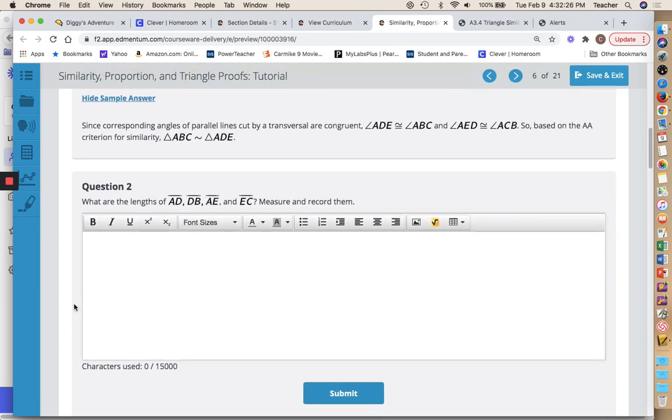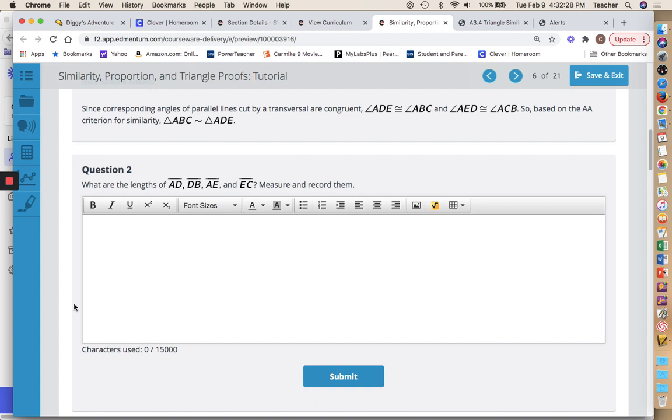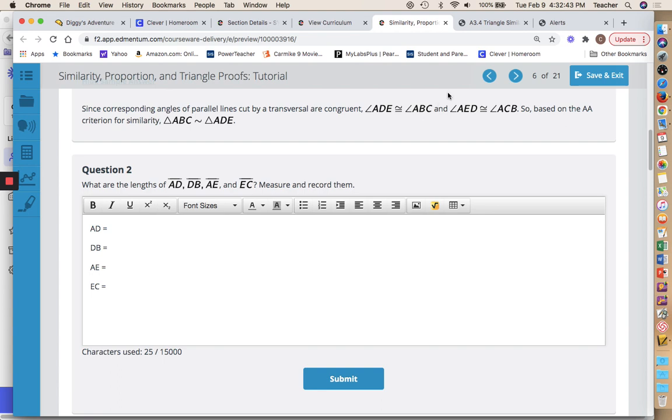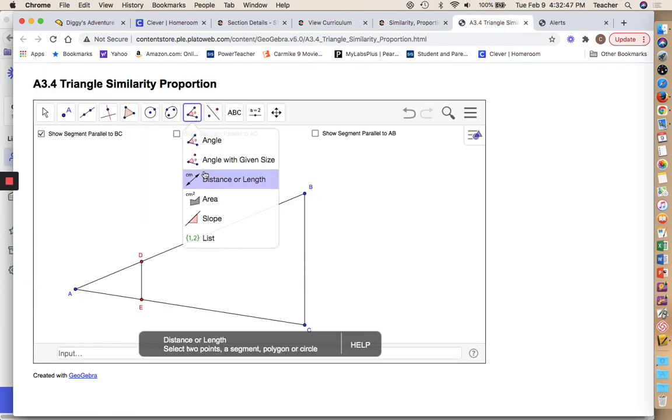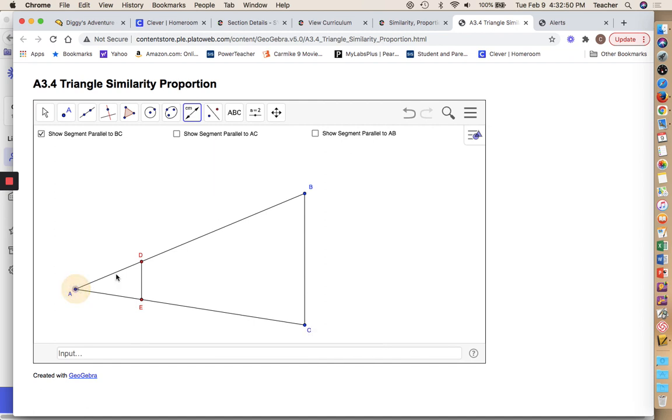Question number 2. What are the lengths of AD, DB, AE, and EC? Measure and record them. So I got to find AD, DB, AE, and EC. Okay, so AD first. I go up here into my angle icon and select distance or length, and I'm going to click on AD. I got 7.5.